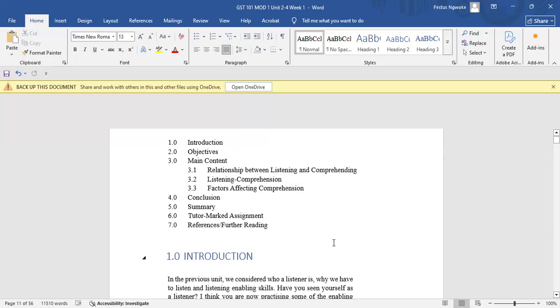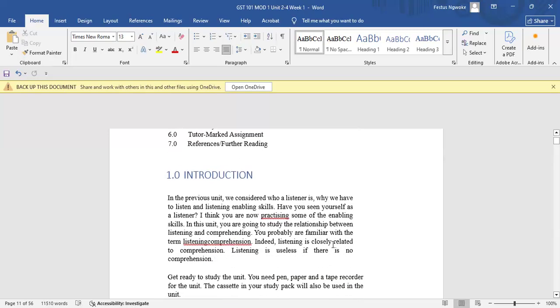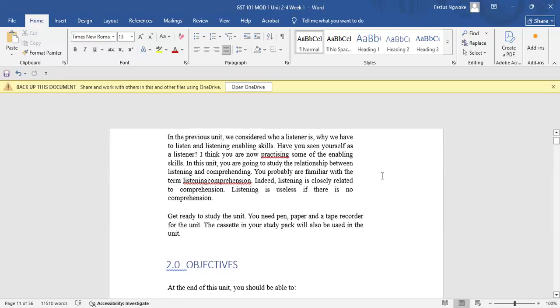I'm not going to take you back to what we said last time. We tried to differentiate listening, explain listening, talk about listening enabling skills, and so on. Do not forget that listening has to do with paying special attention, being focused, not being distracted. Today we are looking at it from the angle that the reason for listening is for us to be able to comprehend. Comprehend means understand or understanding. So we need to understand whenever we are being taught.